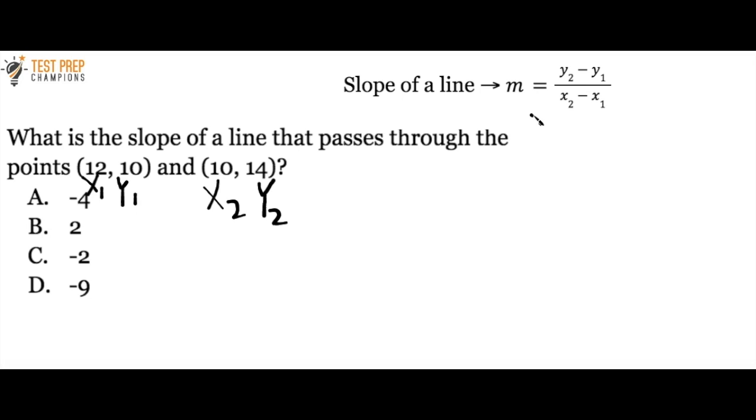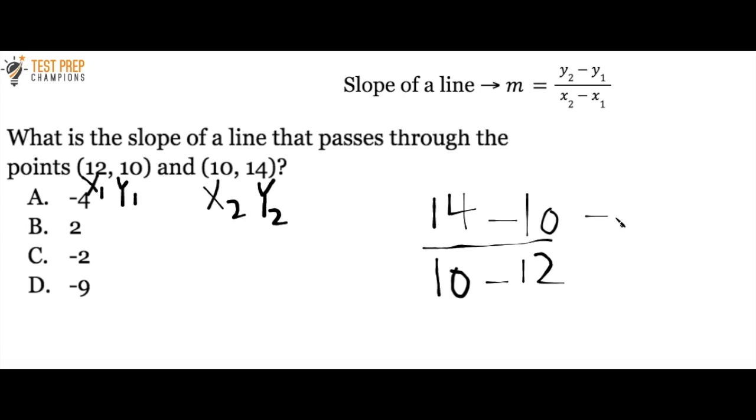Basically, I'm going to rewrite this here, but instead of writing y2, we're going to call that 14. And I'm going to do 14 minus y1, which is 10. Then I'm going to come down here, and I need to do x2 minus x1. Now my x2 is 10, and my x1 is 12. So I'm going to do 10 minus 12. Okay, so 14 minus 10 is 4. 10 minus 12 is negative 2. And 4 divided by negative 2 just gives me negative 2. You can use your calculator for stuff like this as much as you want to. And the final answer here is C, negative 2.